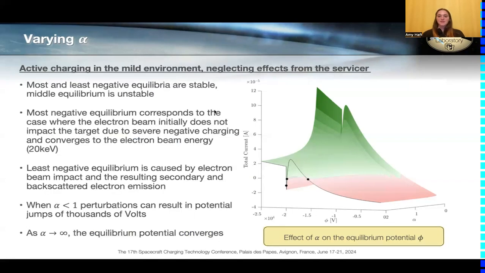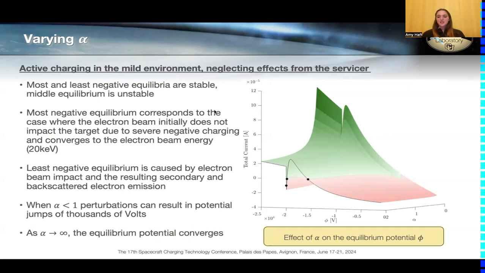As we saw previously for the single Maxwellian plasma, there are three negative equilibria, with the outer two being stable and the middle one being unstable. The most negative equilibria is the case where the target is initially charged negatively enough that the electron beam cannot impact it, so it then converges to the electron beam energy, which in this case is 20 kiloelectron volts. The least negative equilibria is the result of the electron beam impact and the resulting backscattered and secondary electron currents.